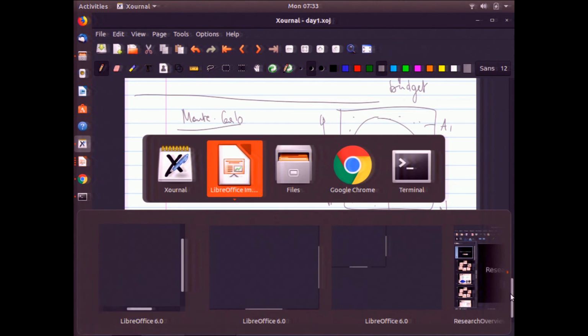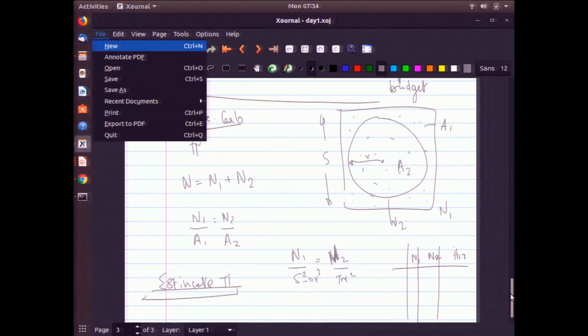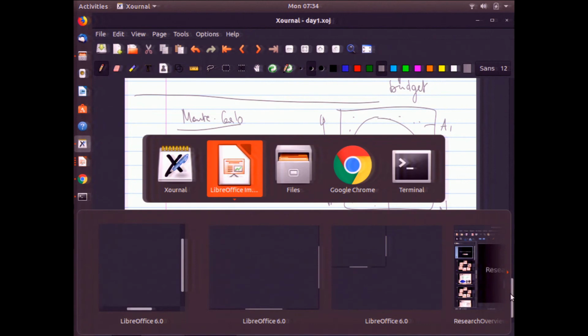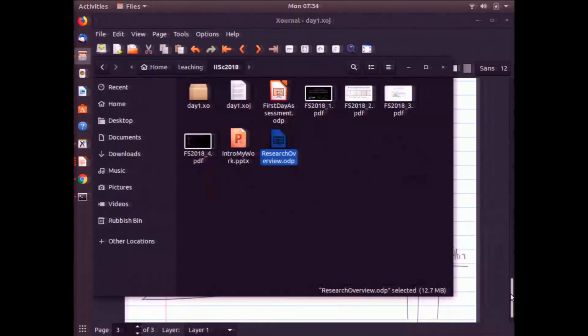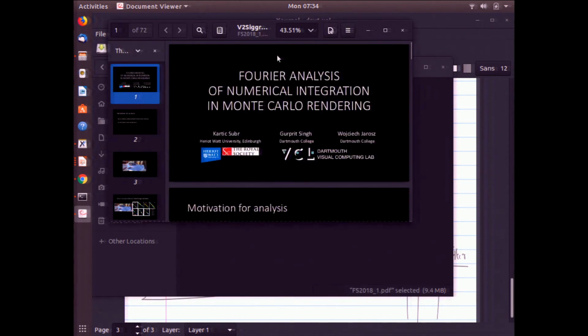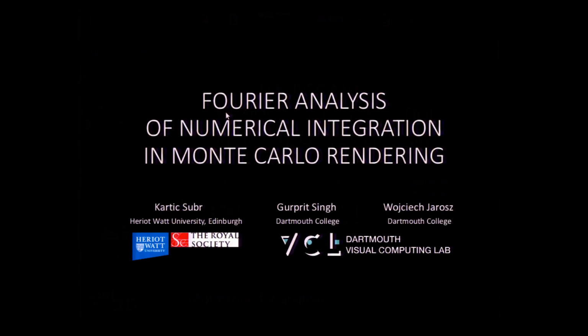So now I will go to what I actually intended to do, which is, I'll start off with some general idea of the main part of the course.